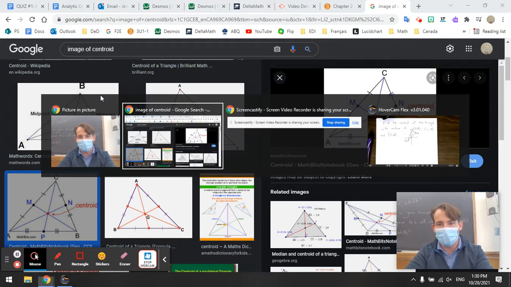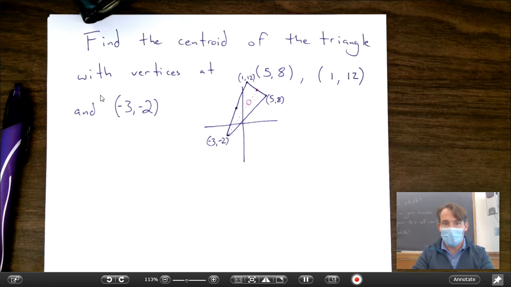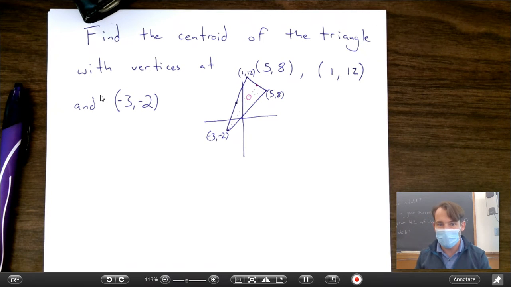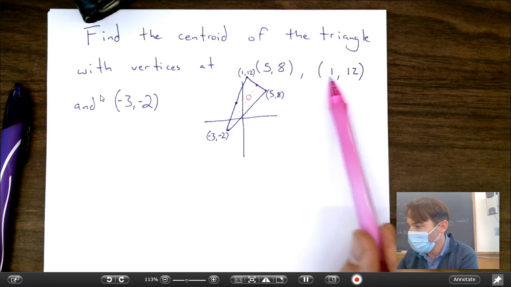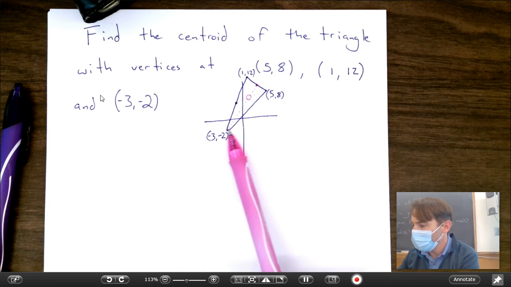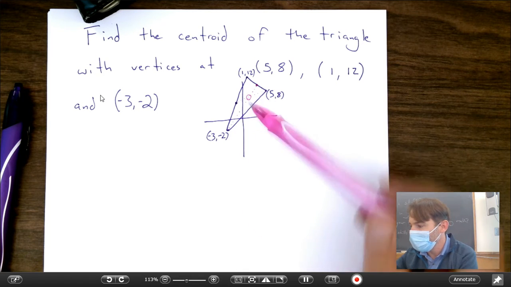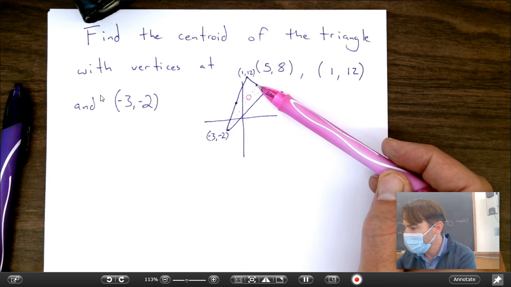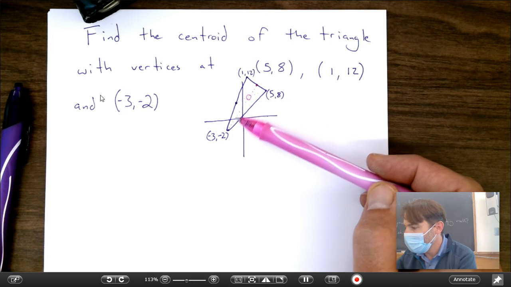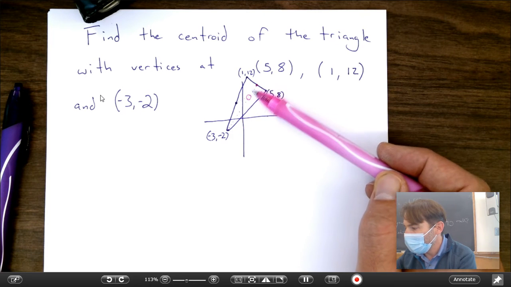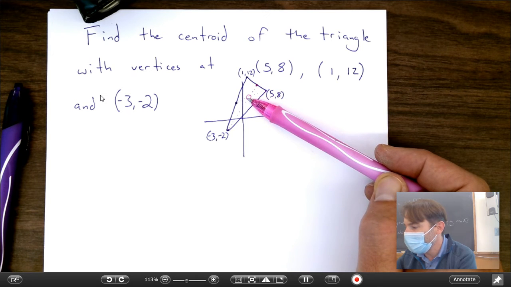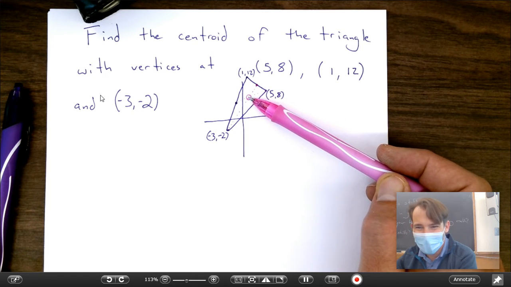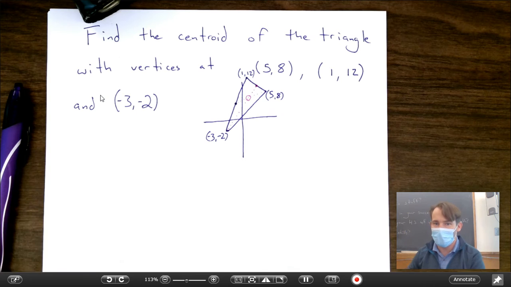So let's take a look at a type of question that we might have to solve. So here is a triangle. It has vertices at (5, 8), (1, 12), and (-3, -2). So here those points are. I've labeled them. And I'm already imagining that I could find this midpoint easily, and then find the 1/3 point along that median to find this centroid here. So let's see how we would do that.